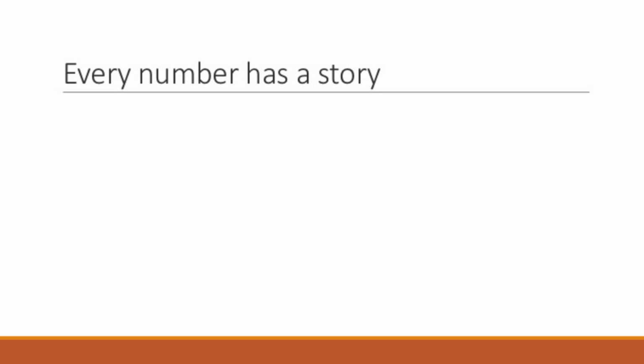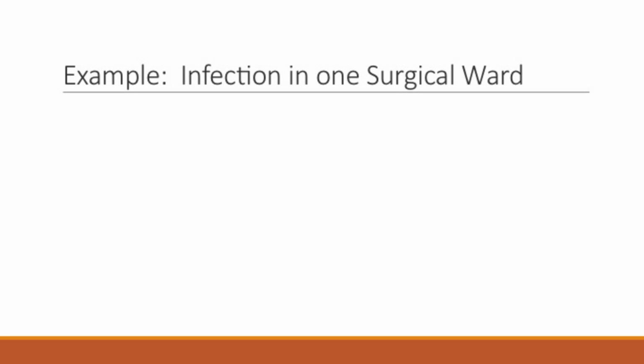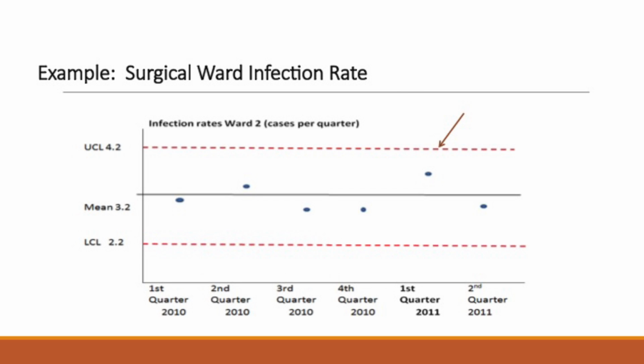To illustrate that point, I'd like to go back to an example that we used in one of the presentations on variation. You may recall we talked about infection in one surgical ward. With the data that were presented, we created an SPC chart to better understand how infection rates looked over time. The SPC chart helped us understand that there were 4 cases of infection in the first quarter of 2011. The mean infection rate was 3.2 per quarter. And the same quarter last year for this ward was 2.8 cases per quarter.